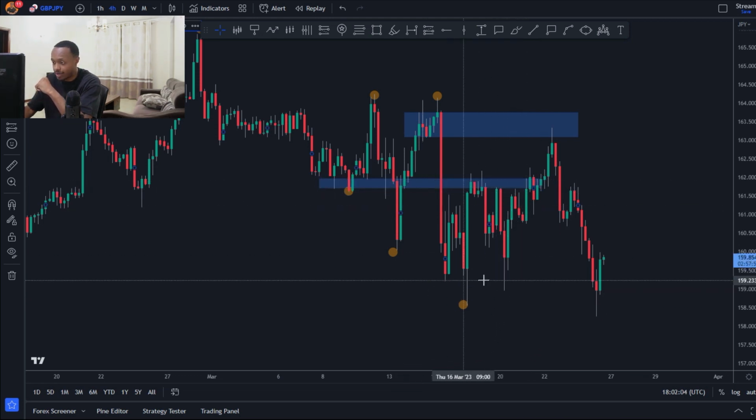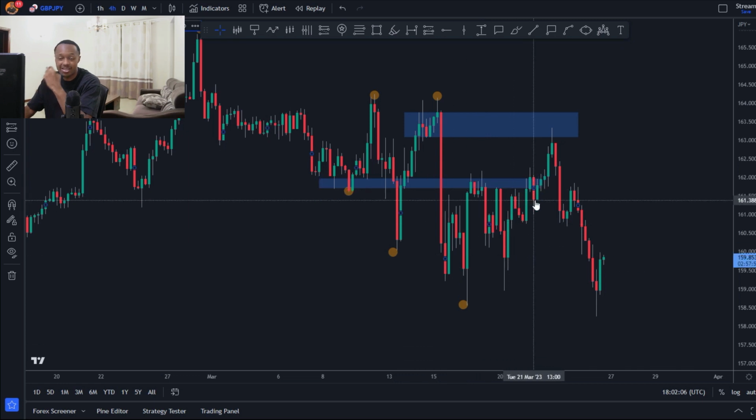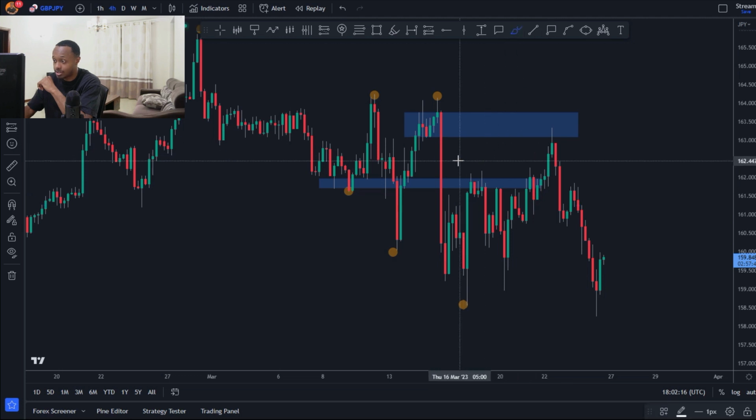The fact they rejected again for a third time and came back up is not a good sign for the sellers. So immediately when price has done that, I'm looking for price to come to my second area, which is this area here at 163. We see the market fake these highs. This is where we get the fake out, fake the highs, and this is where we're looking for our entry. This has got good confluence there.